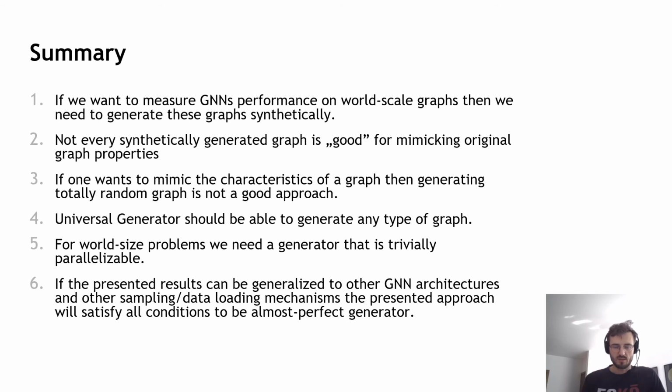If the results that we have presented today can be generalized to other GNN architectures, and we don't see the point why it shouldn't be so, but obviously we need some experiments for that, and for other sampling and data loading mechanisms that are specific to other GNN tasks, other than the recommendation system or link prediction in general, then the generator that we talked about today satisfies all conditions to be almost a perfect generator.